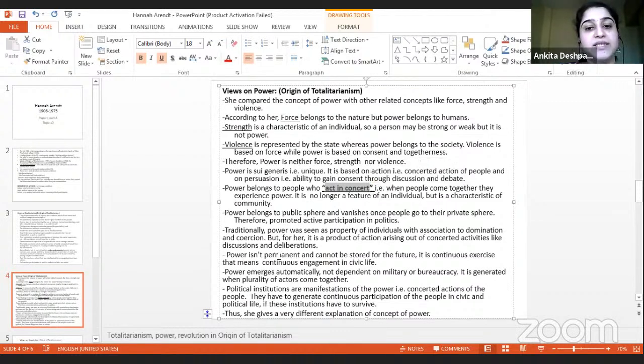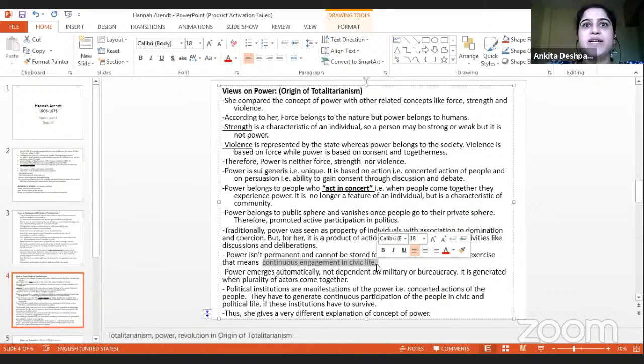All right. Power isn't permanent and cannot be stored for future. It is a continuous exercise, meaning continuous engagement in civic life. So to keep power, you cannot store power. Can I make all of you only stand in a locality? Once you stand in locality, you have power. The moment you go back to your own house, power vanishes. So you cannot store it for the future. Power is now. Currently, when all of us are together in this current online lecture, we have power because 14 of us are together. The moment I told you we stop, the power vanishes, according to Hannah Arendt.